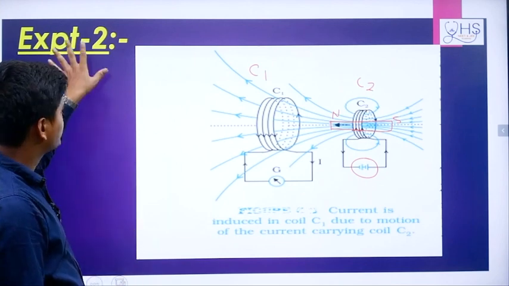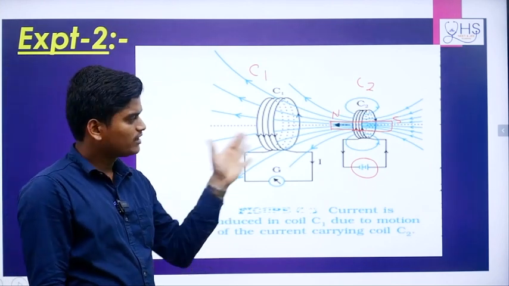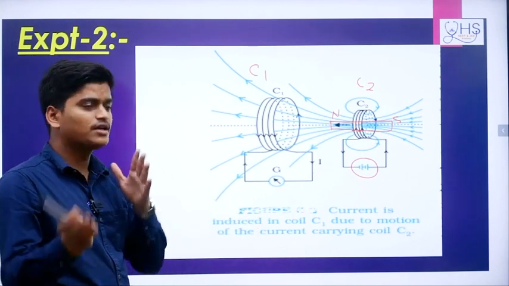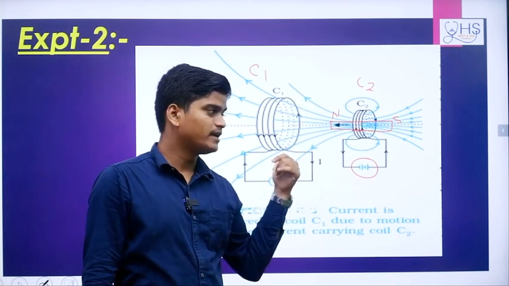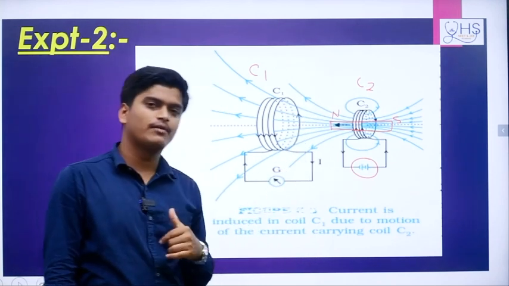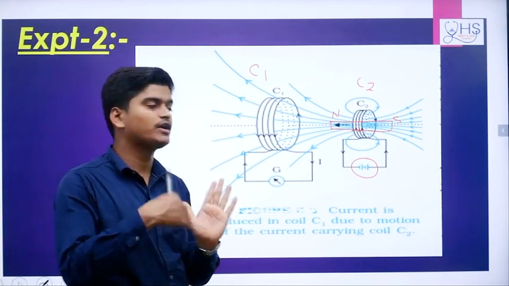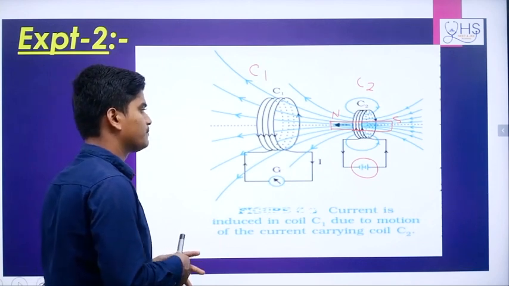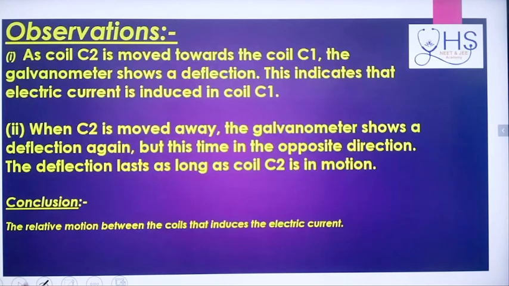Okay. So in experiment 2, similarly we will write 2 observations and 1 conclusion. So what will the conclusion be here? Now instead of a bar magnet, if you are bringing a current carrying coil towards another fixed coil connected with a galvanometer, then what will happen in this coil which is connected to the galvanometer? Current will be produced, or induced. So that is what we will write here. You see this. So you can do this setup, then you can write the observation for this.